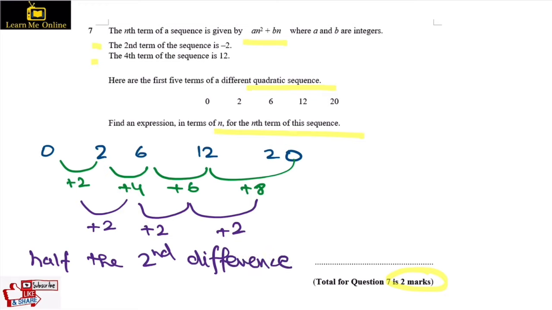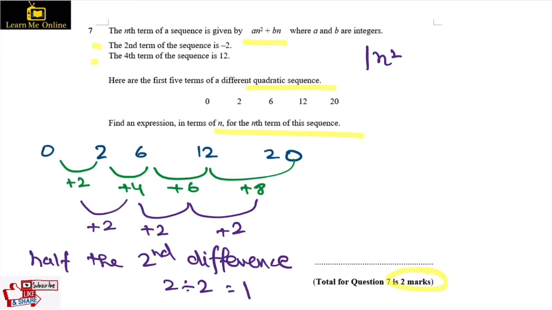Because the second difference is equal to 2, making a half gives us 1. So the first term we will have is just n squared, because 2 divided by 2, half of the second difference, is 1. So the coefficient of this is 1. Either you write 1n squared or just n squared, it would be the same thing.